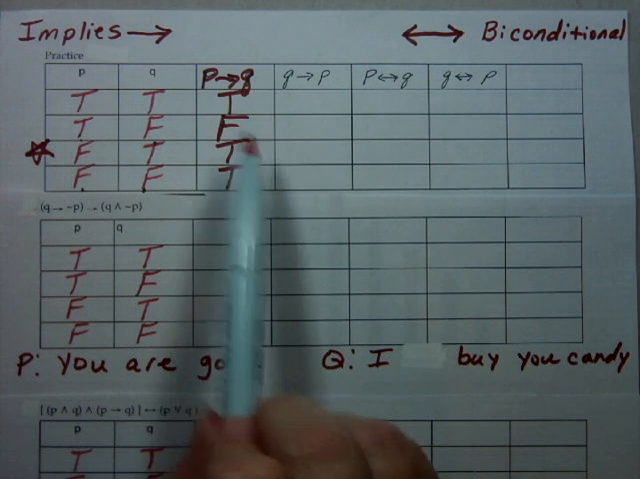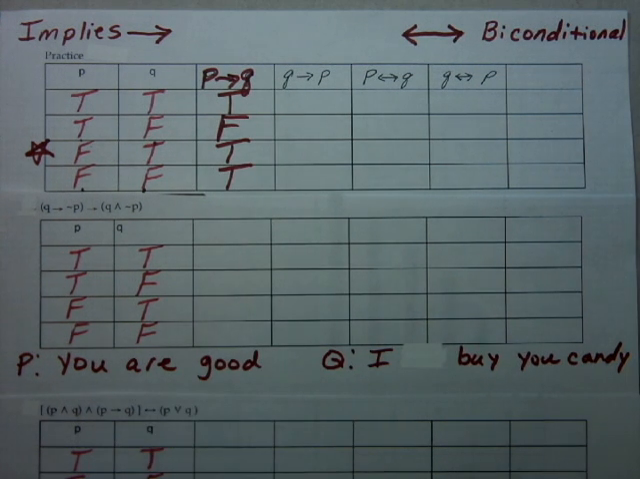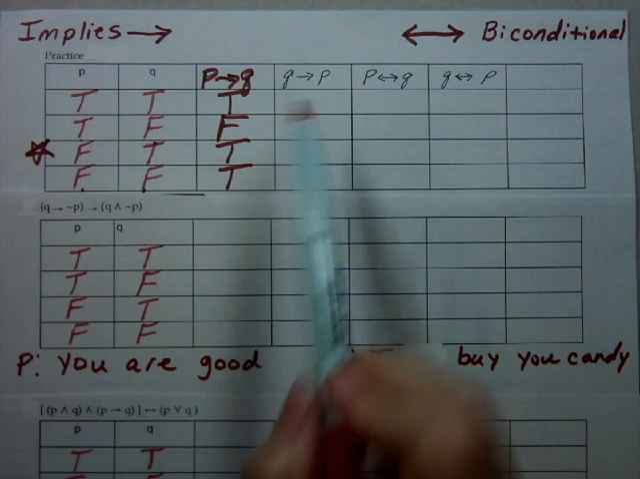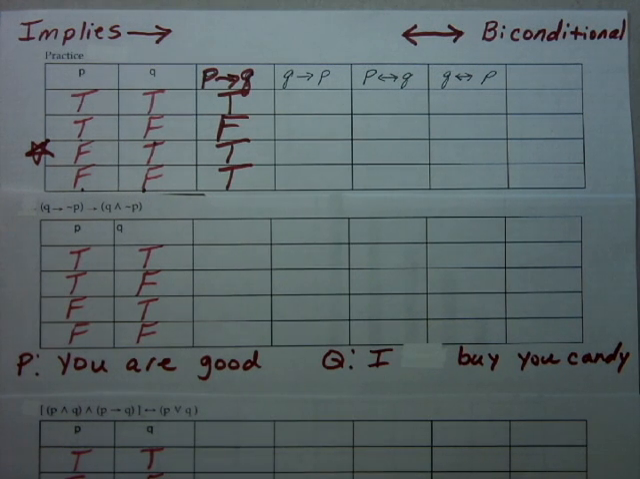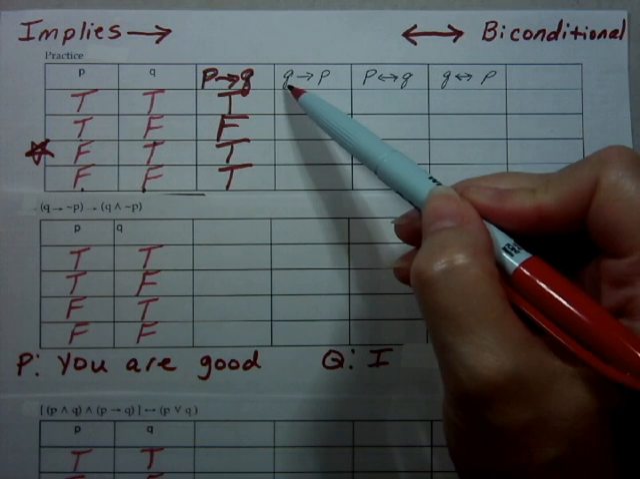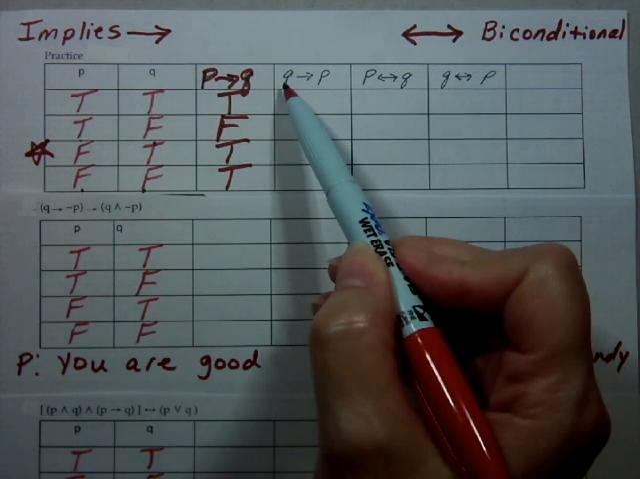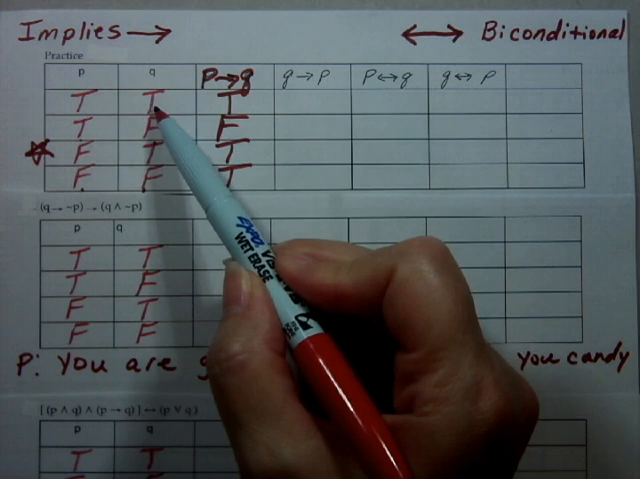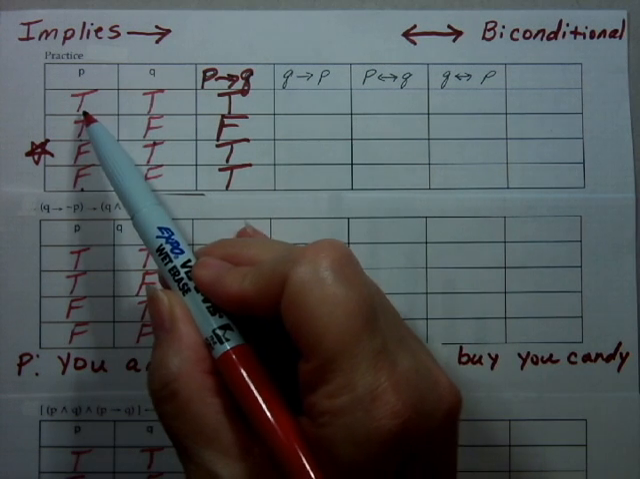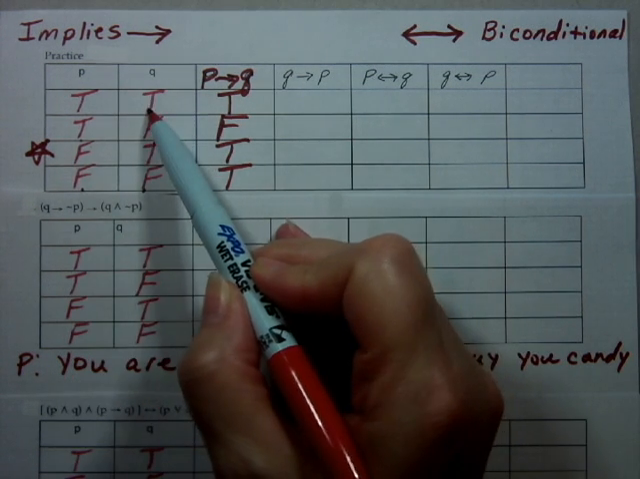Okay. So now let's look at the difference between that and Q implies P. Now, if I switch this to Q implies P, now here's what I'm saying. If I buy you candy, then you must be good. Now let's look at what happened. Now I'm going to look at Q first. Yes, I bought you candy. Then P. Yes, you were good. I bought you candy and you were good.